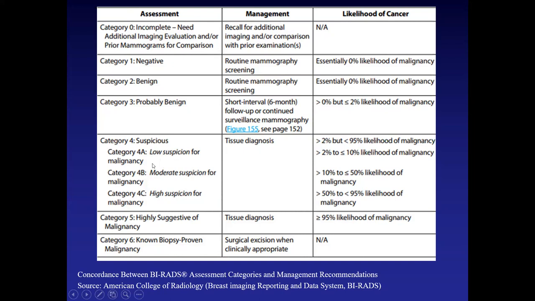BI-RADS 4 is suspicious, and this has been categorized as 4A, 4B, 4C. No matter which category the radiologist is referring to, it requires tissue diagnosis, and every single one of these is associated with more likelihood of malignancy. When you're talking about 4C, it is highly suspicious for malignancy, with 50 to 95% likelihood of malignancy. The majority of the biopsies that take place, radiologists have called suspicious because that is what requires tissue diagnosis. Category 5 has more than 95% likelihood of malignancy. And category 6 is known biopsy-proven malignancy, and surgical excision is indicated when clinically appropriate.